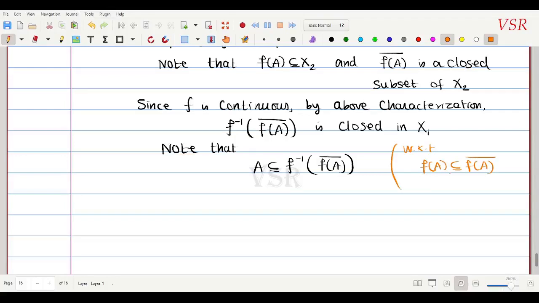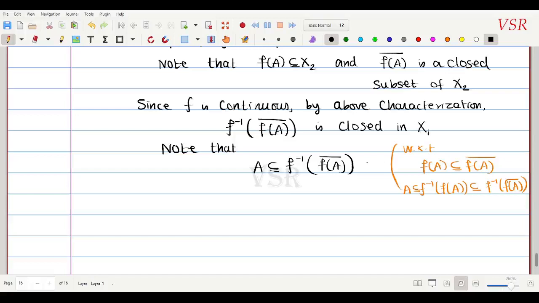f of a, which is a subset of f of a the whole closure, because a is always a subset of a closure. Since we take the closure, the set became bigger. So when we take the inverse on both sides, we have f inverse of f of a is a subset of f inverse of f of a the whole closure. Correct? We get this. But this fellow is equal to a, otherwise, to be safe, I make it like this: this a is always a subset of this fellow. So we will have this capital A, which is always a subset of f inverse of f of a the whole closure.